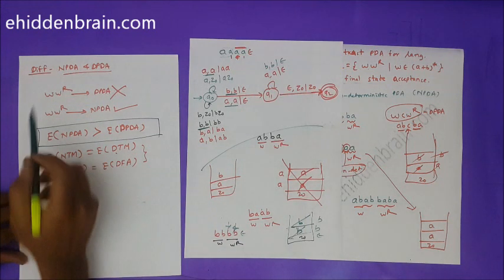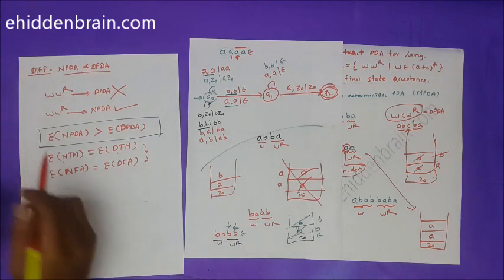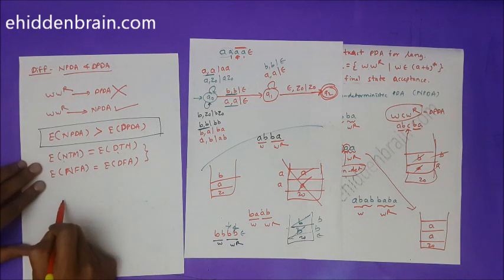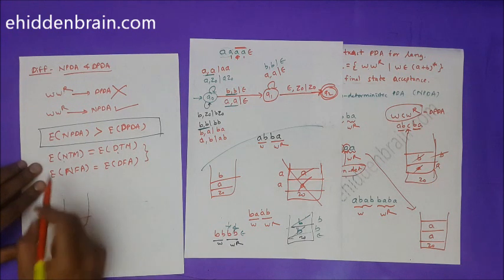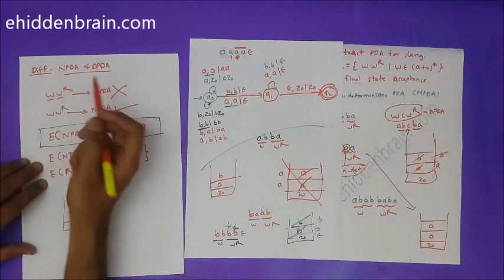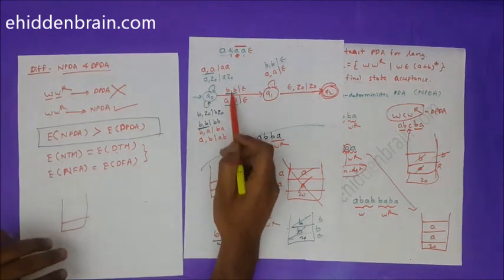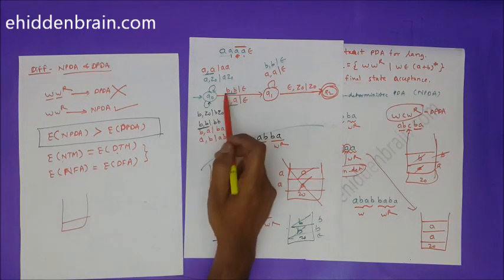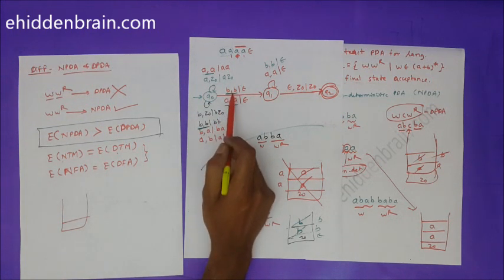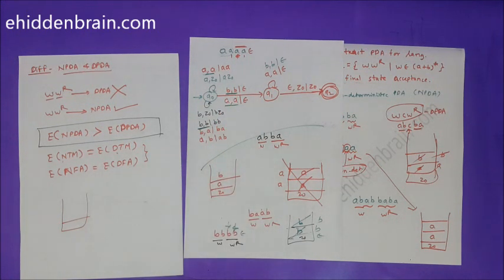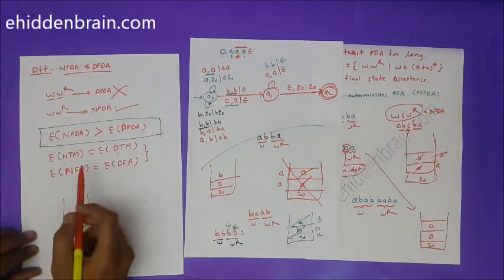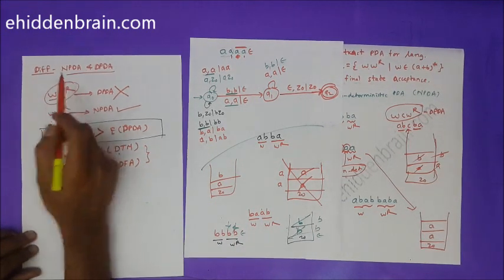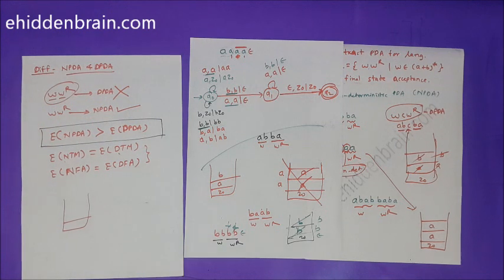Let's try to accept W raised to R using deterministic push down automata. If it is deterministic, you will not be able to find who is W and who is W raised to R, and these two transitions are definitely required on one of the states. If you try to neglect one of the transitions, then you will get a deterministic push down automata, but the problem will not be solved, and hence I can say that W raised to R will not be solved by deterministic push down automata.